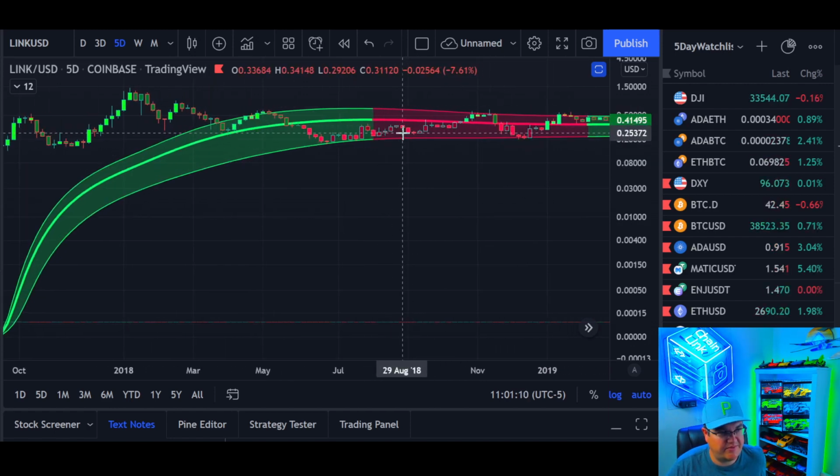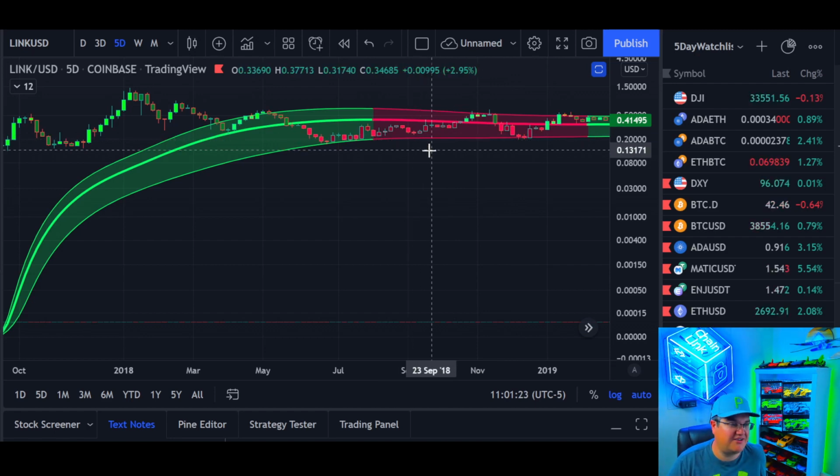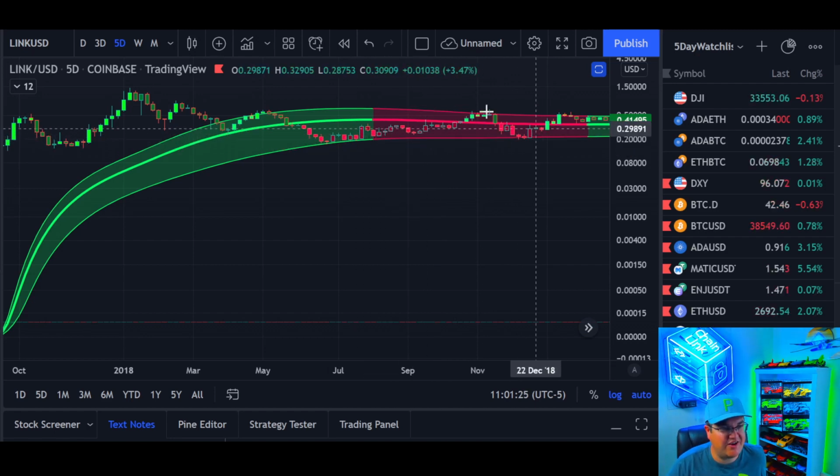No. The relative bottom was already in when we turned red, right? We were right here. We turned red at 24 cents. Did we go down a little bit more? Yeah. We went to about 20 cents, right? Still okay. Now, what's the glaring difference here? We pretty much stayed in the Gaussian channel for forever, right?